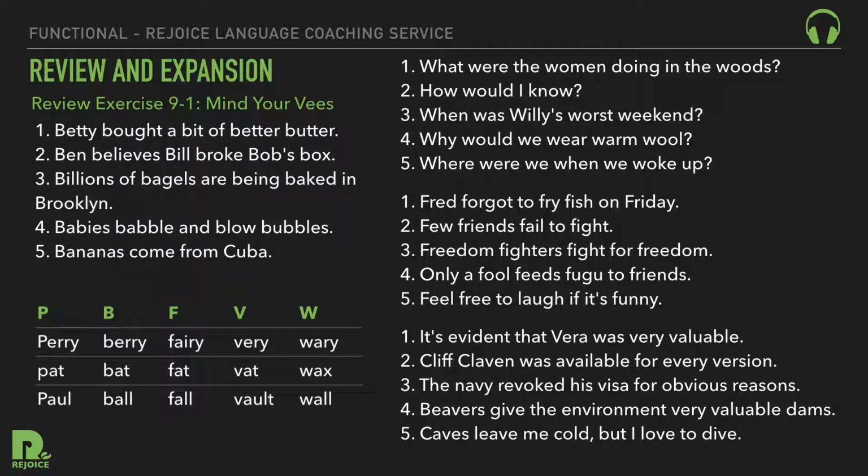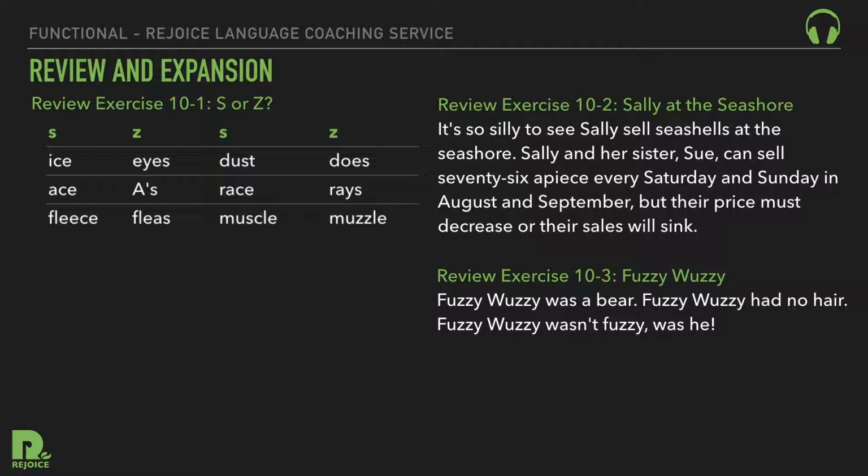Review exercise 10-1, S or Z. Ice, eyes. Ace, A's. Fleece, fleas. Dust, does. Race, rays. Muscle, muzzle. Review exercise 10-2. Sally at the seashore. It's so silly to see Sally sell seashells at the seashore. Sally and her sister Sue can sell 76 apiece every Saturday and Sunday in August and September, but their price must decrease or their sales will sink.